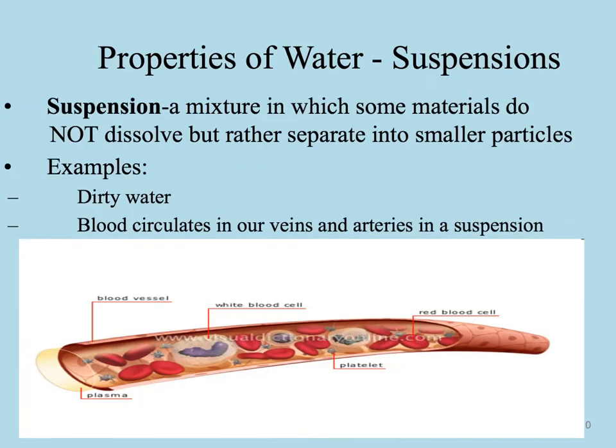And then again, suspensions, remember, is a mixture in which some materials are not evenly distributed, and you see undissolved particles. An example of that, you saw the dirty water, and then also in your body would be the blood that is coursing through your veins and arteries. It is a suspension, because if you look at the parts of blood, you have red blood cells, white blood cells, all suspended in plasma, which is the liquid portion of your blood, and then also these little platelets that are used for clotting factors and things like that. So a suspension, all right, is not evenly distributed. And again, example would be your blood, salad dressing, things like that.